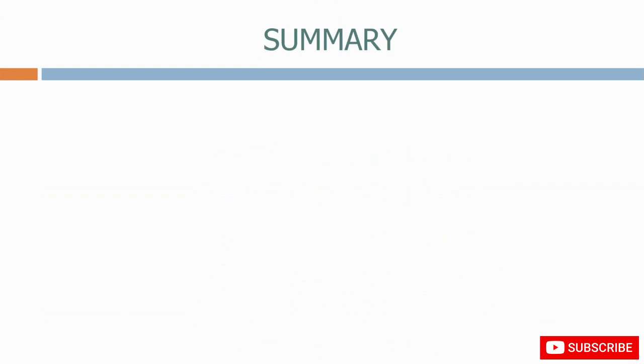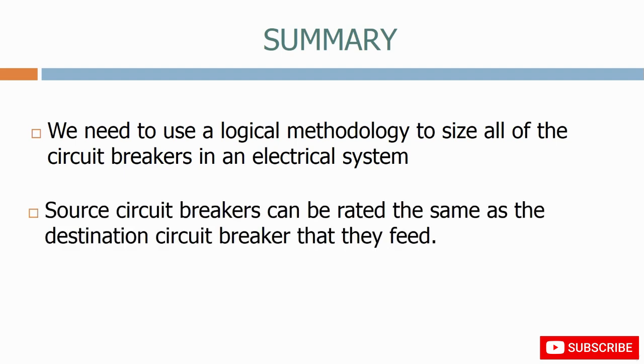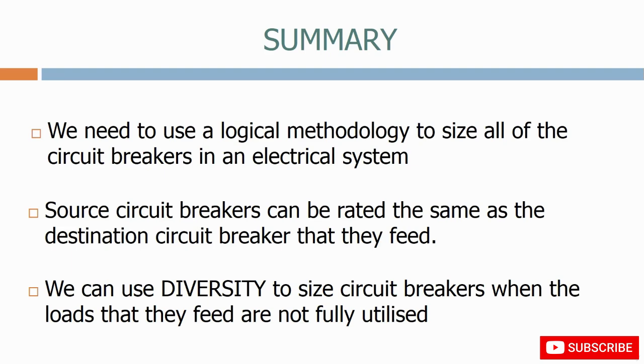Let's summarise what we've learned today. We need to use a logical methodology to size all of the circuit breakers in an electrical system. Source circuit breakers can be rated the same as the destination circuit breaker that they feed. We can use diversity to size circuit breakers when the loads that they feed are not fully utilised. You should now understand how the principle of electrical diversity works and how to apply it to size circuit breakers in a site electrical system. I have attached some questions on today's section to test your knowledge.